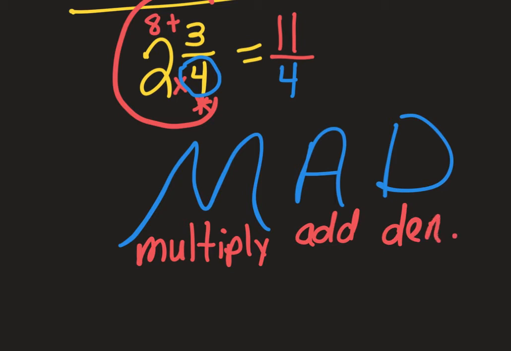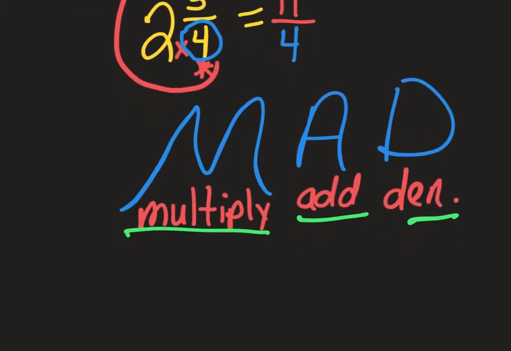So mixed numbers, mixed fractions make us so mad because it causes us extra work, because not only do we have to multiply, we have to add, and then we have to write it over the denominator. So if you can remember when you're trying to convert mixed numbers that they make you mad because you have to multiply, add, and then write it over the denominator.